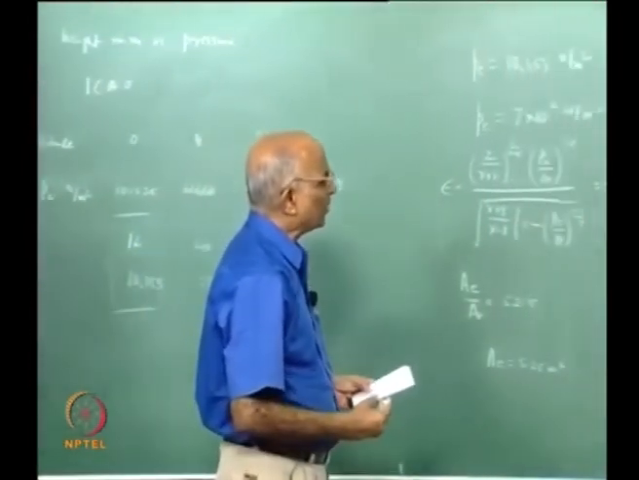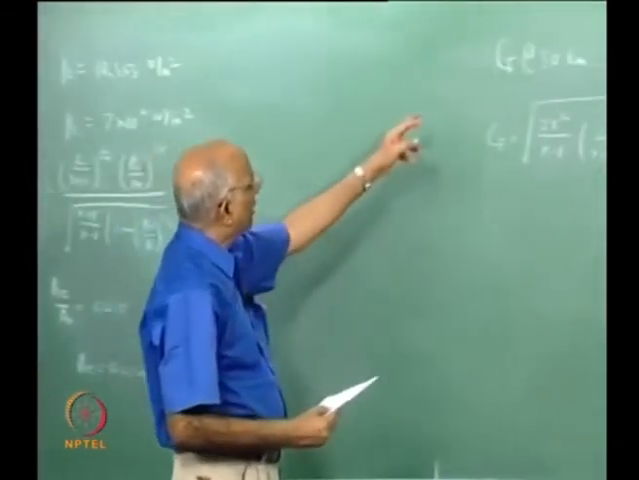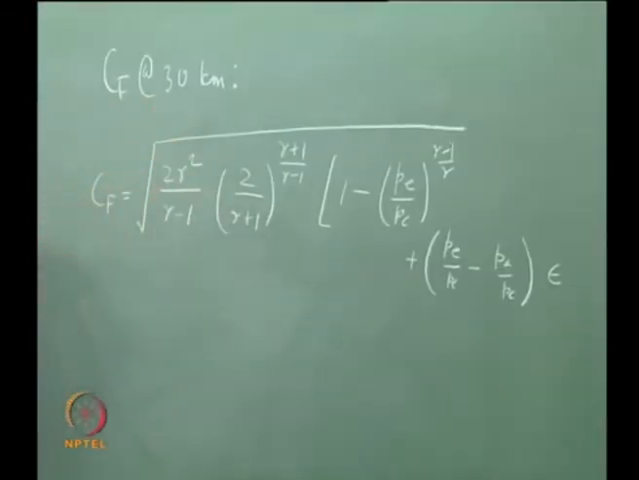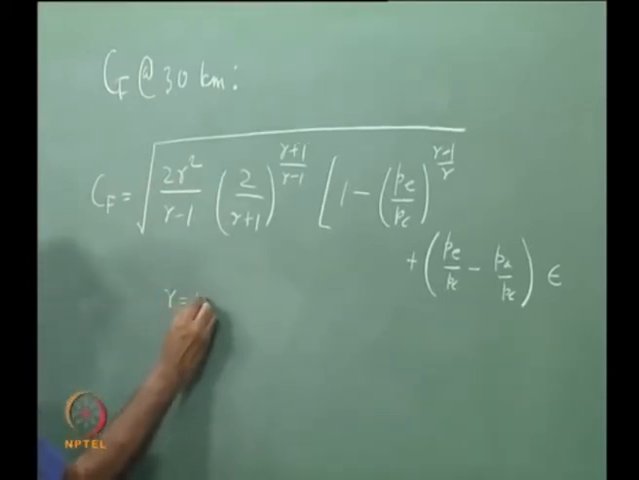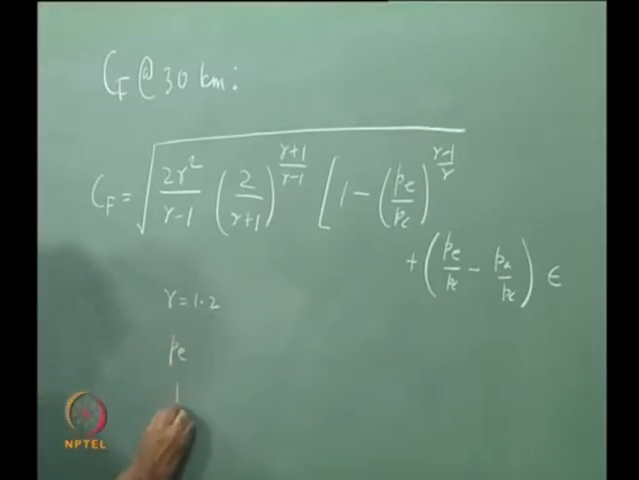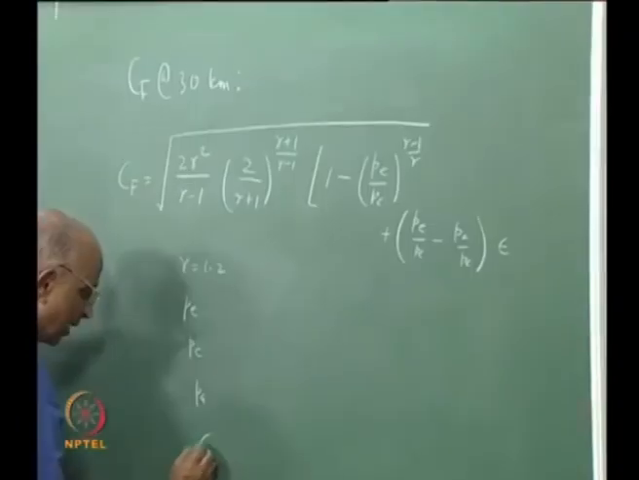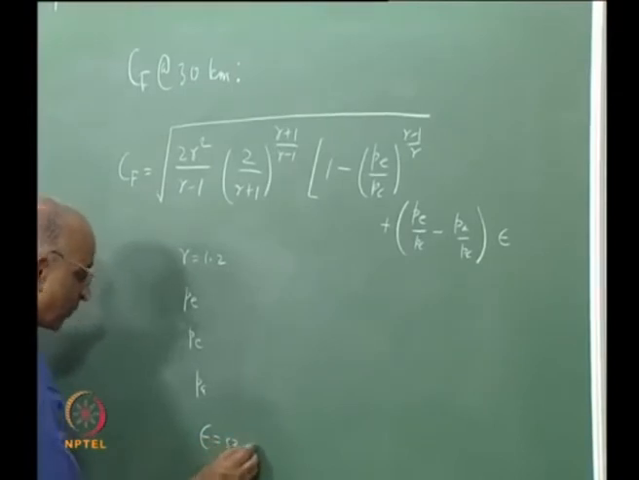Now what are the values? I am interested in thrust coefficient at 30 kilometers. What are the values I put? You all must tell me. Well, you told we know gamma is equal to 1.2, that is given. What is the value of Pe? What is the value of Pc? And what is the value of Pa? Epsilon we have already determined as equal to 52.5.